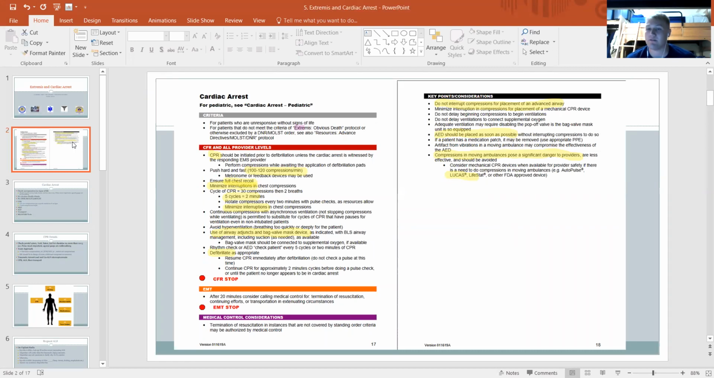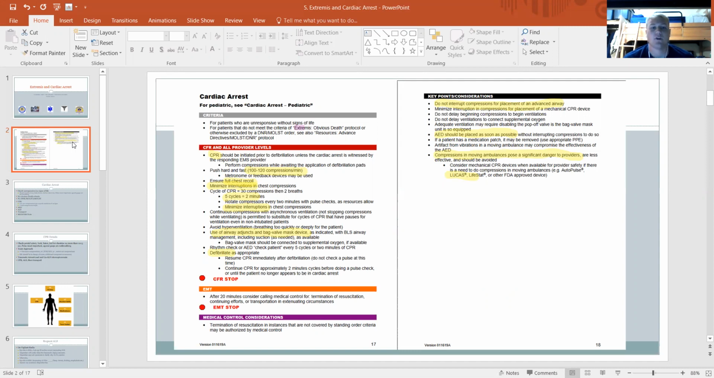A DNR is a do not resuscitate order, and a MOLST or EMOLST is a medical order for life-sustaining treatment. EMOLST is just an electronic version of that. Basically what that does is it gives you guidelines or limits of care that you can provide, while a do not resuscitate order means that you cannot resuscitate the person.